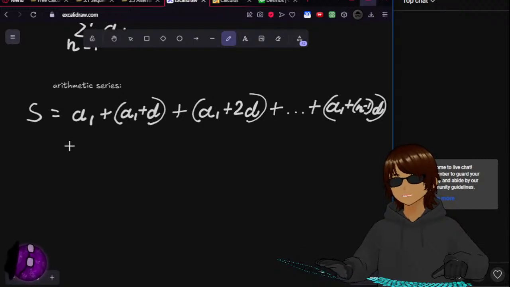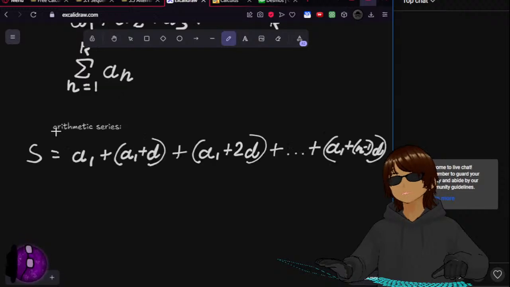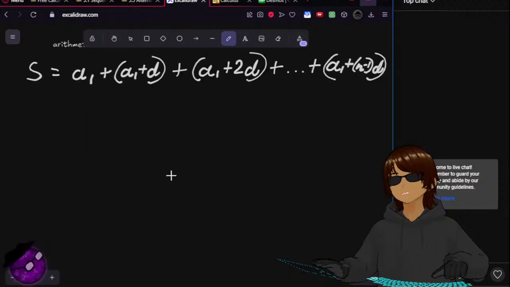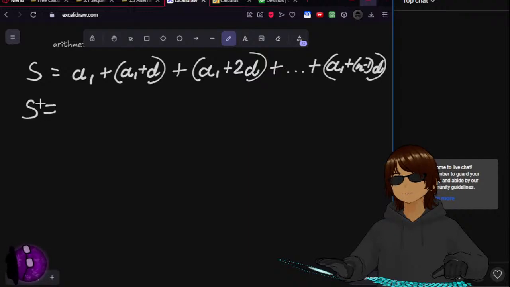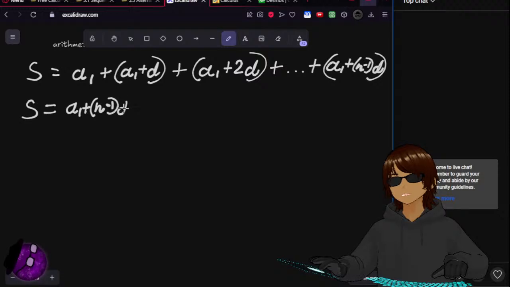But instead of adding them all one by one, we can calculate the series by a simple formula. So I can also represent S in reverse. So A plus n minus 1 D. So this is the last term. And then this is the second last term.